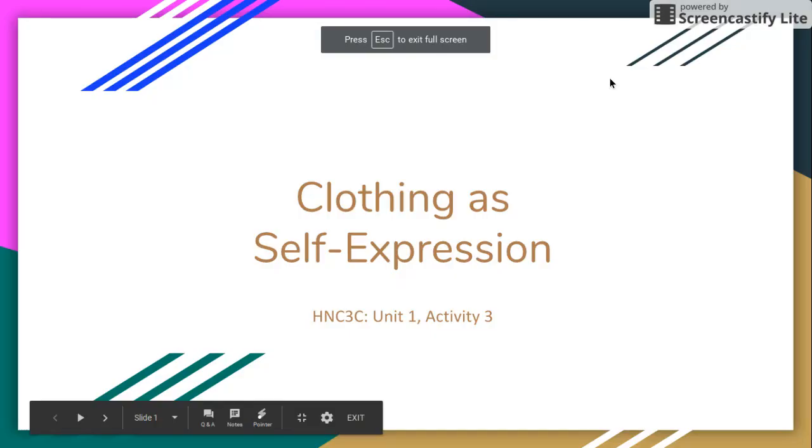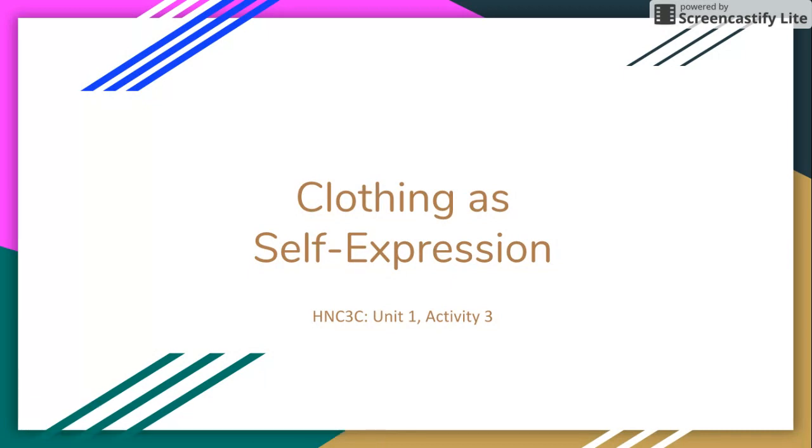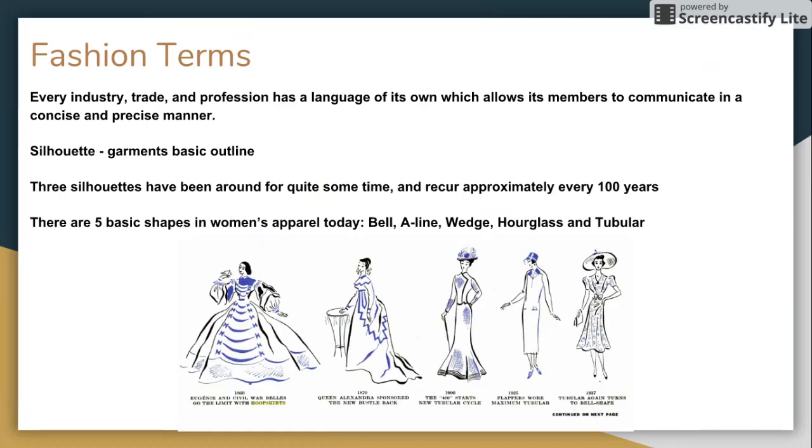So Unit 1, Activity 3 is all about how we use clothing to express ourselves. So we're going to be looking at this from a psychology perspective. And fashion terms that you should know for this activity include silhouette. So silhouette is a garment's basic outline. So if you were to trace around it, how that would look.